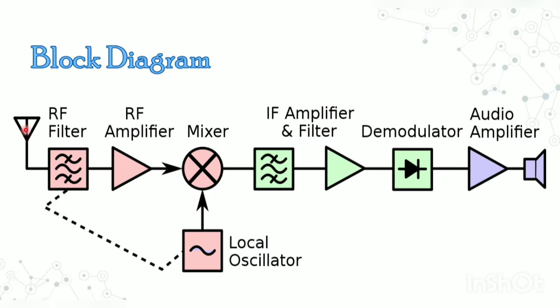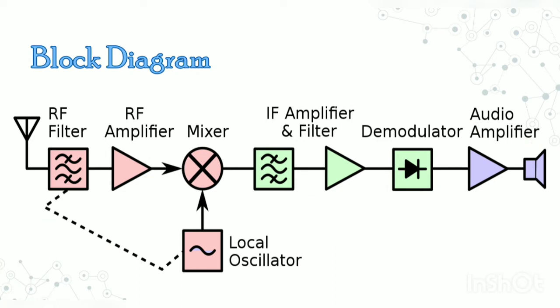Next, here I have the block diagram of our superheterodyne receiver, which consists of an antenna and the RF stage that has a filter and the amplifier, a mixer, a local oscillator, an IF stage consisting of an amplifier and the filter, a demodulator, and at last an audio amplifier.